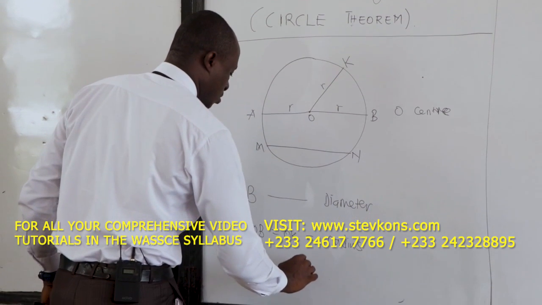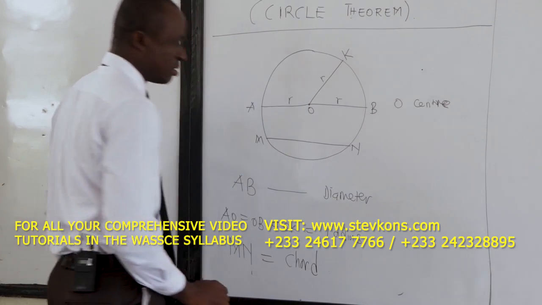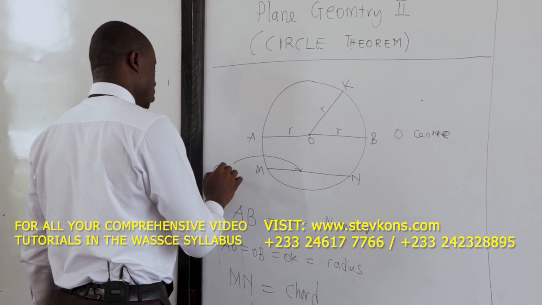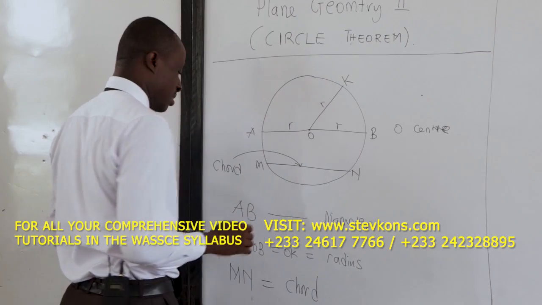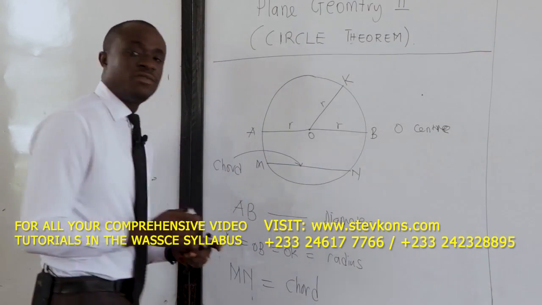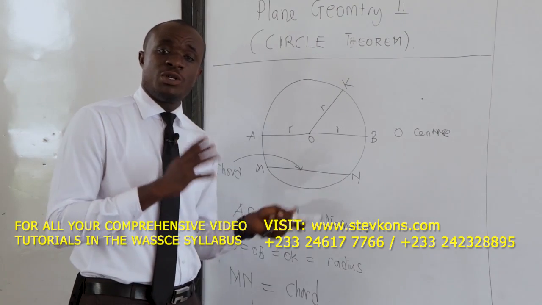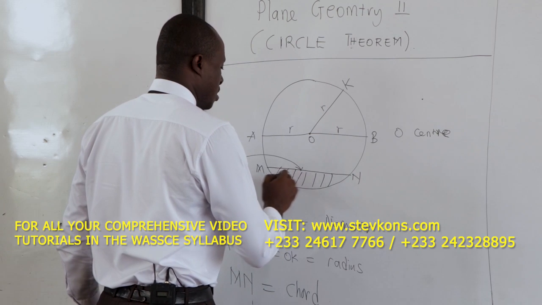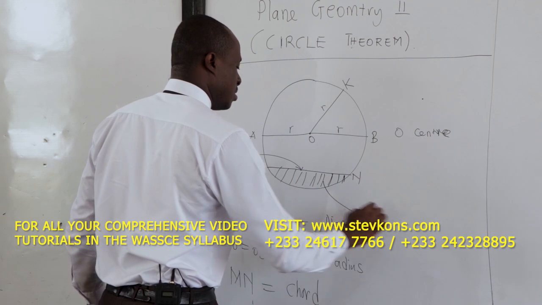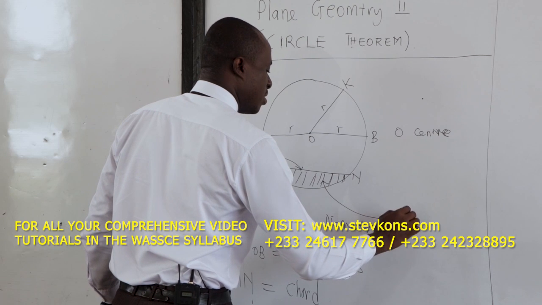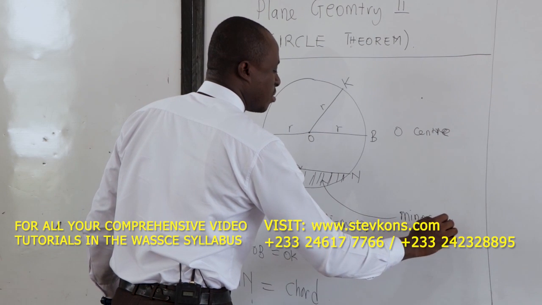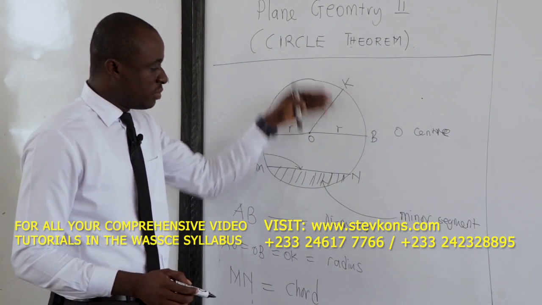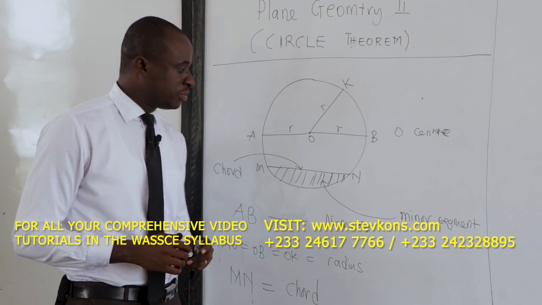Now let's see MN. MN is a chord. AB is a diameter. A chord divides a circle into two segments, the major segment and the minor segment. The shaded part is a segment, and this is a minor segment. The one above, the whole space, is called a major segment.